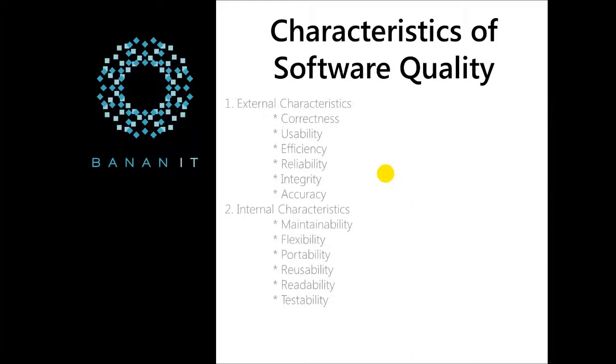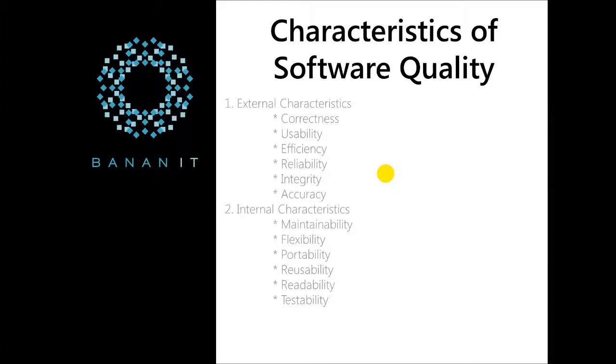Another external characteristic is integrity. What do we mean by integrity? Integrity means the degree to which a system prevents unauthorized or improper access to its programs and its data. The system is capable of protecting itself, its data, and its state from unauthorized access or improper manipulation. It has the ability to protect your data and to protect itself from unauthorized or malicious access or activities.